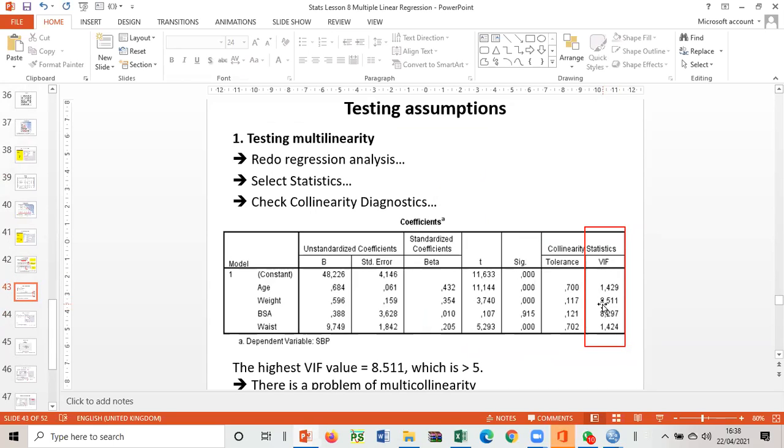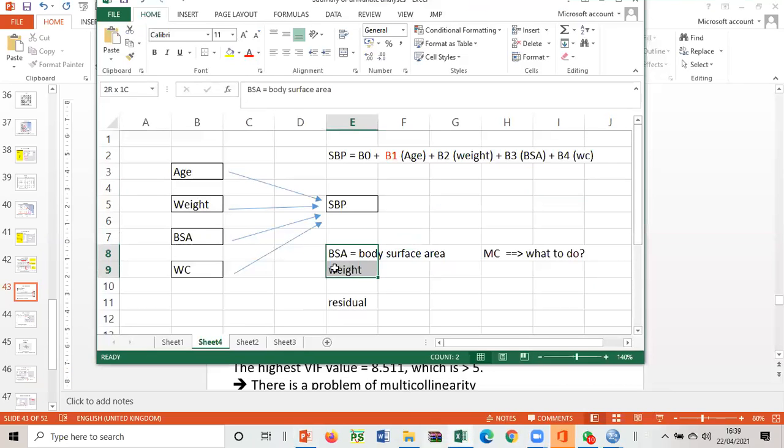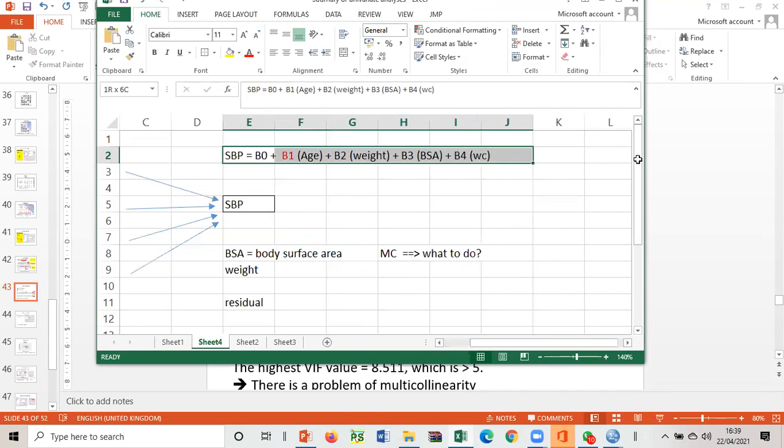Next, what do you want to know? There's a problem. What problem? The problem of multicollinearity. That means the assumption of independence is not met. What to do? Testing the assumption. Just now we said these two were probably highly related. We found yes, there's a problem. The model is not valid.